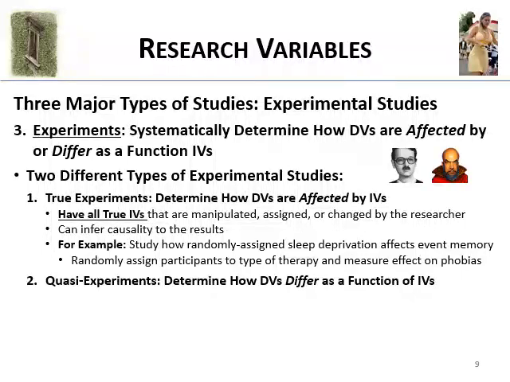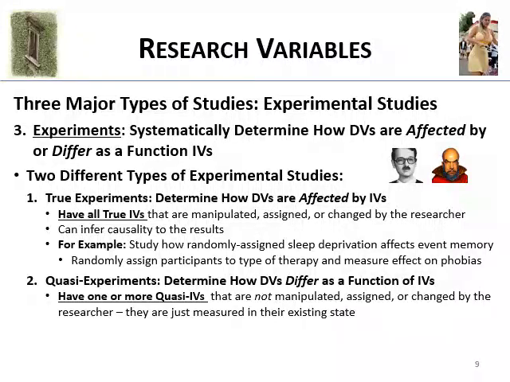So then quasi-experiments are where you determine how DVs differ as a function of IVs. That is, I'm not saying it's causally related, but they do differ as a function of this other variable. To be a quasi-experiment, all you have to do is have one or more quasi-independent variables. That is, one or more independent variables that is not manipulated, assigned, or changed by the researcher. You just measured them how they were in their existing state. So if you've got a study with one true IV and one quasi-experimental variable, you've got a quasi-experiment.